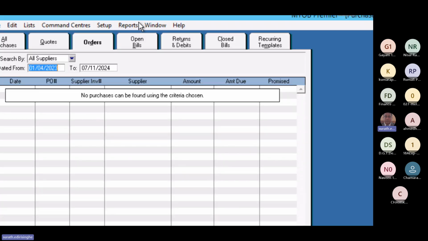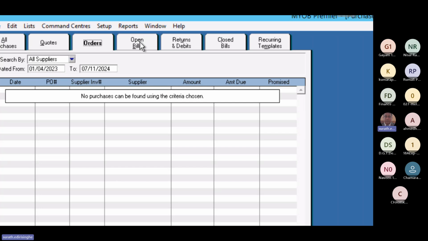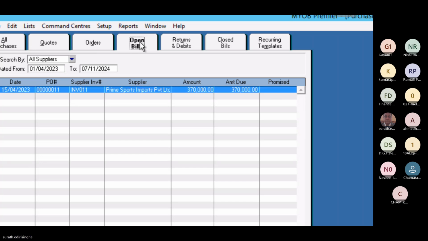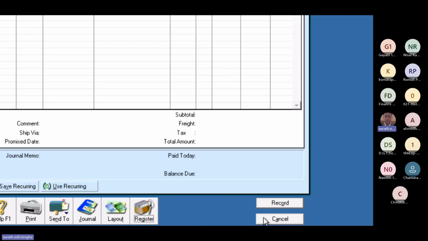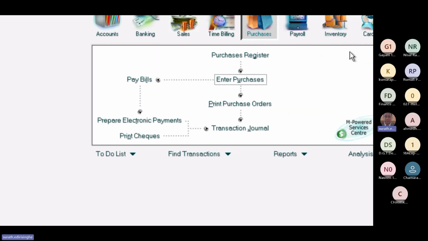Now this 370 from order to bill status. Actually, no return in the fixed asset. Totally, no part of the item is returned by the purchase on capital asset. Then payment of bill. Go to the purchase, pay bill.